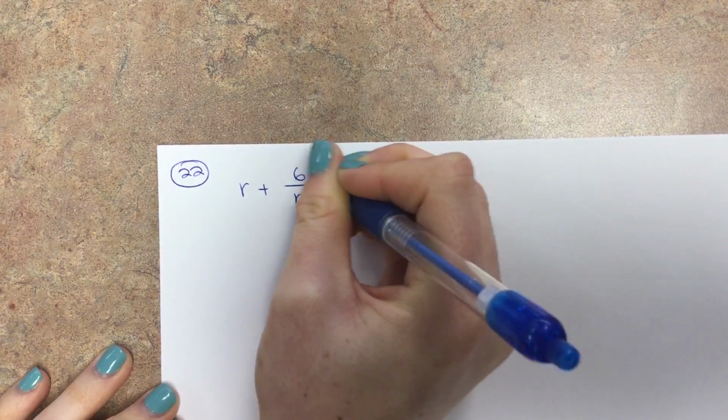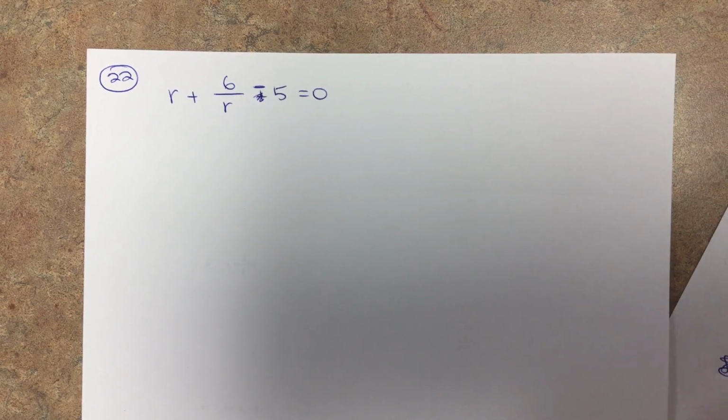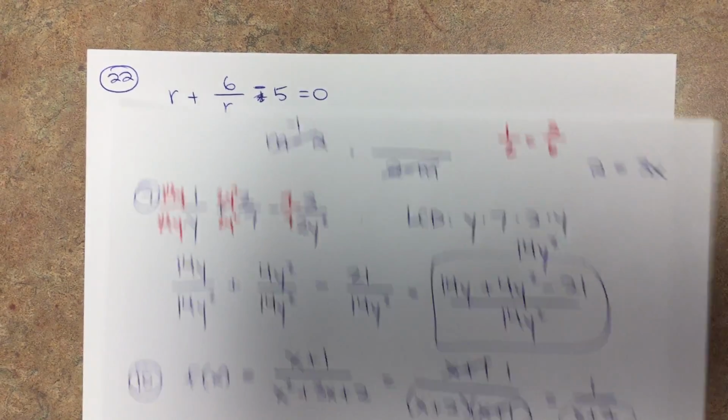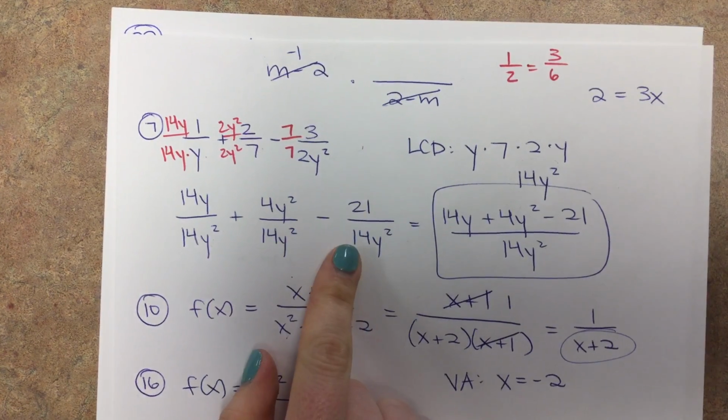Oops, this should be a -5. Okay, so equations. We did expressions. I want to touch on equations really quickly. So this is our expressions one. This is the first one we did when we were adding and subtracting all these terms together.